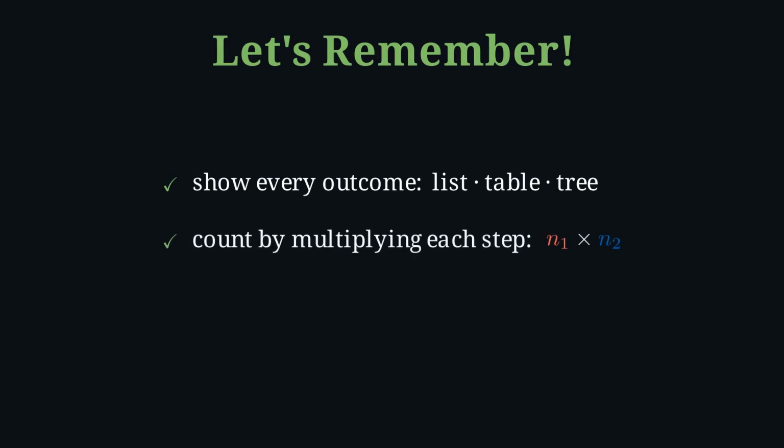Let's remember! To show every outcome of a multi-step experiment, use a list, a table, or a tree. And to count them, multiply the number of outcomes at each step. You've got it.